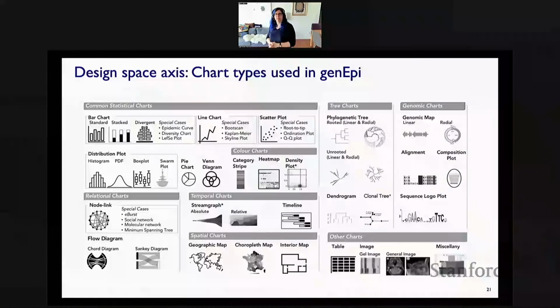So what was the design space actually going to look like? We ended up saying that one interesting thing was, what chart types are they using? So common charts and relational charts like node link graphs, temporal charts, spatial charts, a lot of trees, phylogenetic and otherwise, a lot of very specific charts used in genomics, and a collection of others. And so one of the axes of this design space was, well, what chart type are they using?